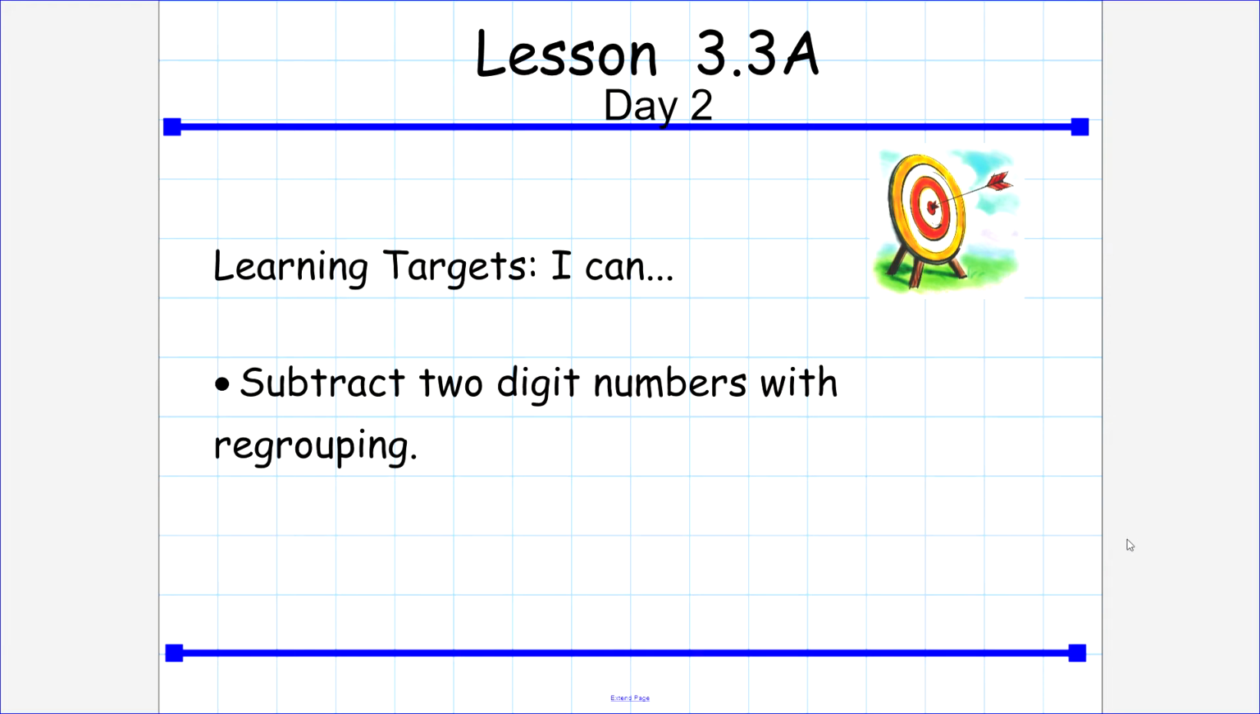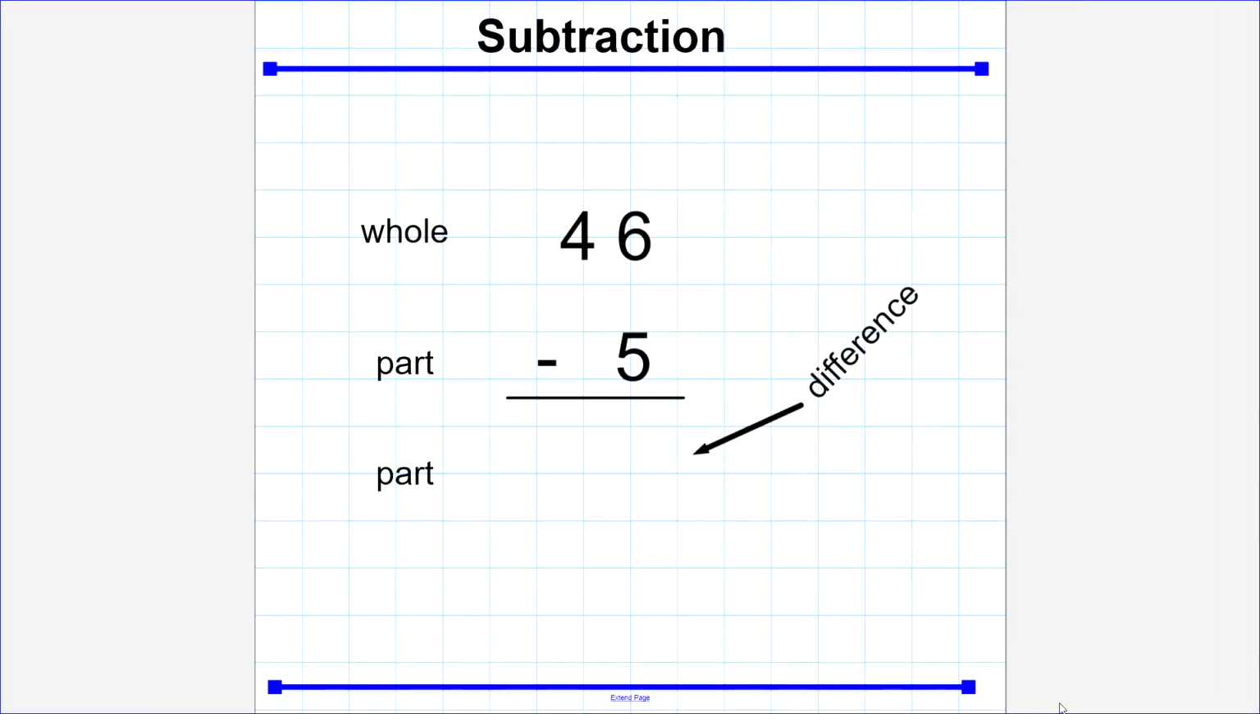Good morning, third grade. Our target for today is I can subtract two-digit numbers with regrouping. You know that subtraction is taking a whole and subtracting or taking away a part to find the other part, or difference.